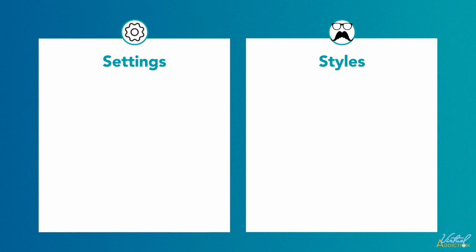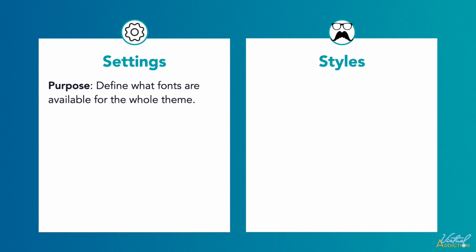The other element that may be a little confusing when you're working with typography is you will define type-based choices in both settings and styles. So fonts in settings are defining what fonts are available for the entire theme. Think of this as if you're creating a menu of fonts that users can pick from.